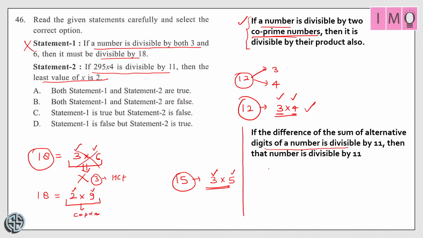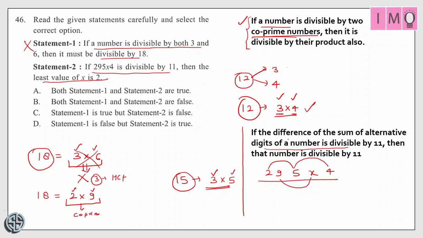So you can see our number is 295x4. It is a 5-digit number where one digit has been hidden and is renamed as X. So you can see what the alternate digits are here. Alternate means leaving one digit after the other, right? So the alternate digits will be 2, then 5, and then 4. These are the alternate digits. The next alternate digits will be 9 and X.